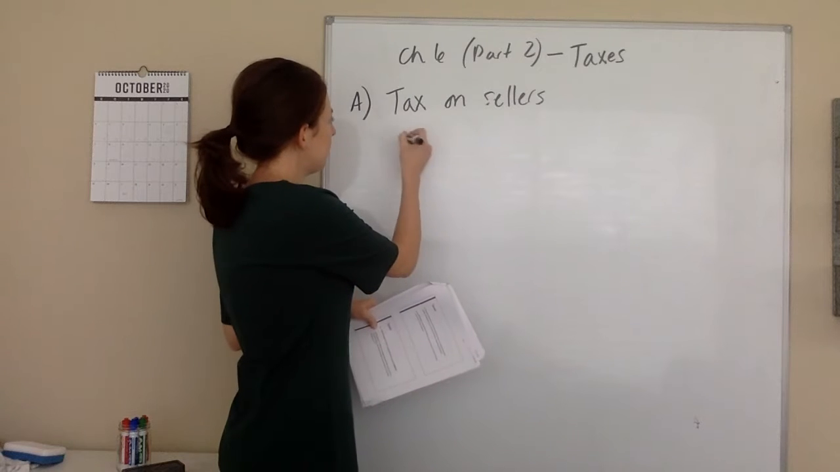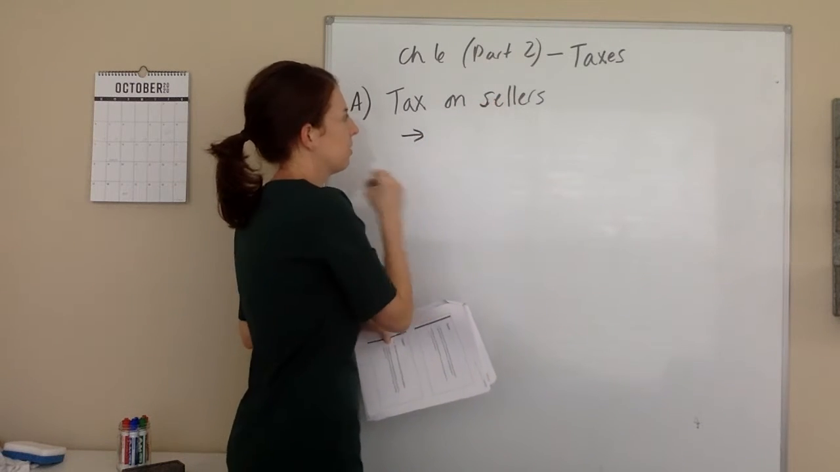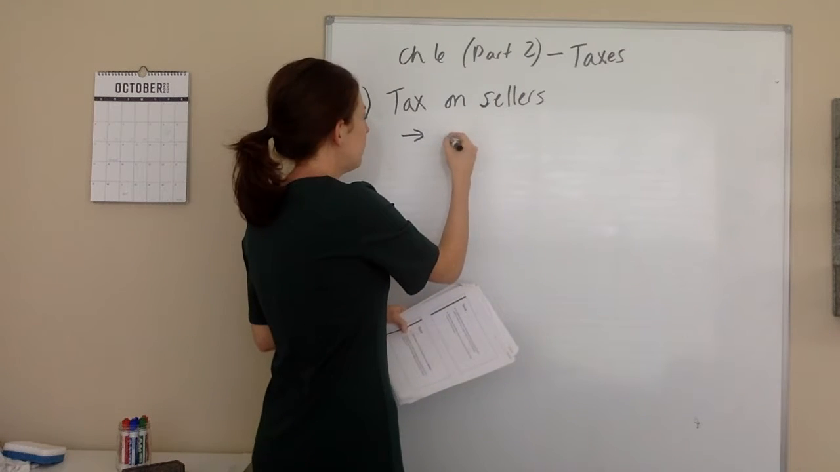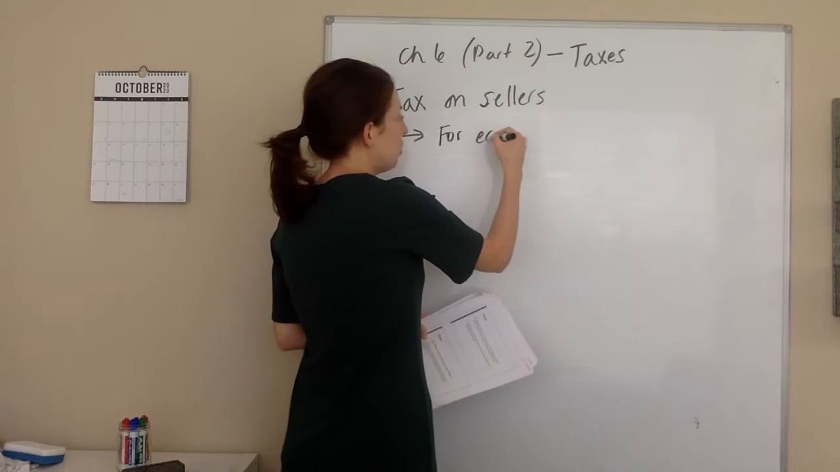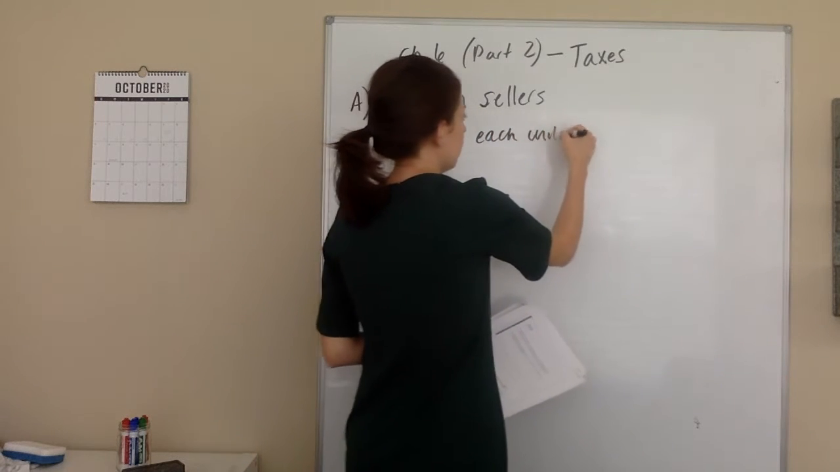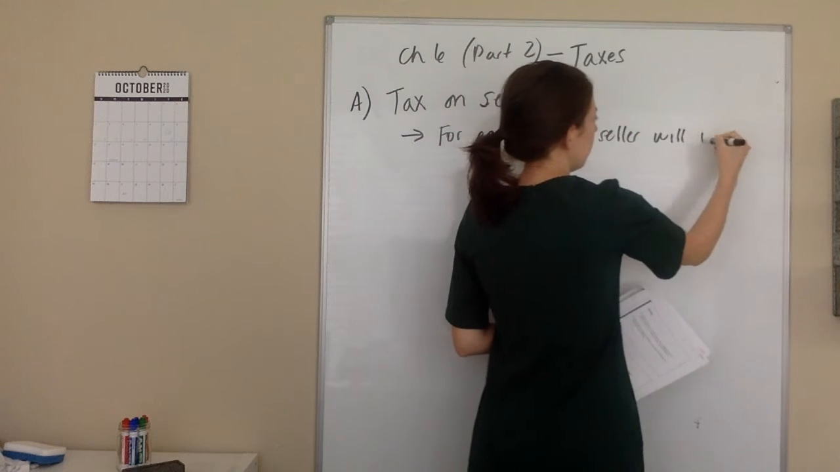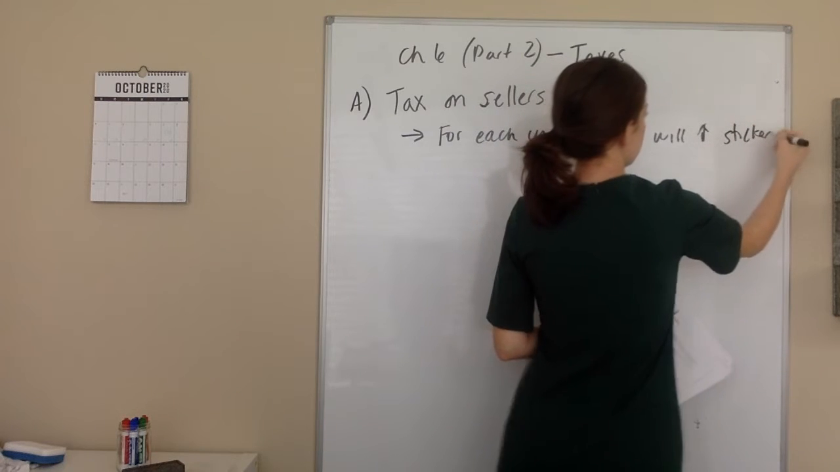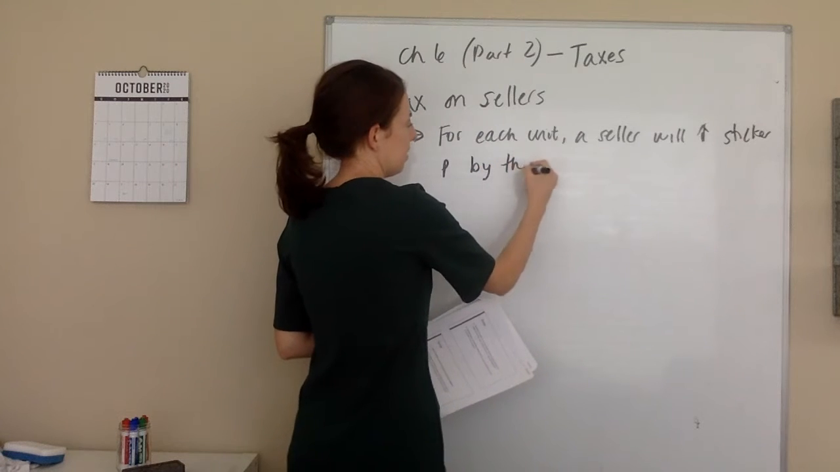So conceptually, before I show you how this affects the graph, let's just write out in words what this does. What's going to happen is, for each unit, a seller will increase the sticker price by the amount of the tax.